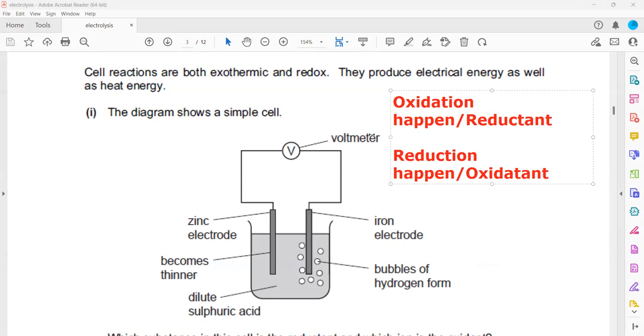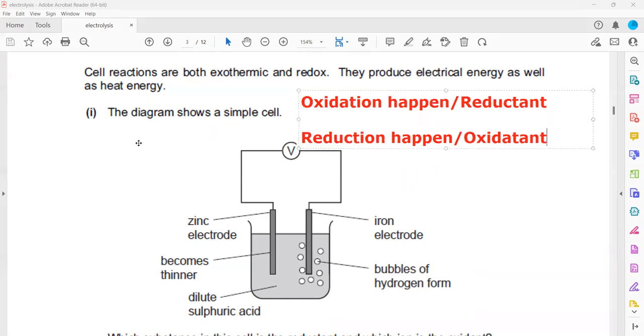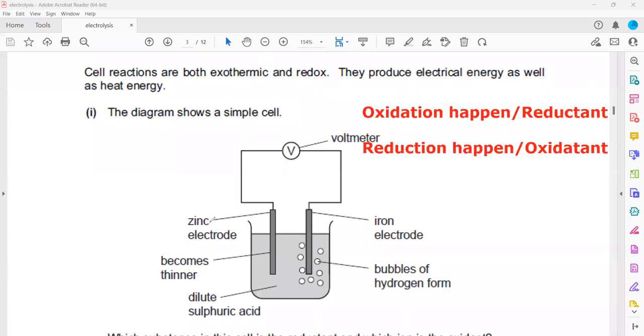So how does this cell work, the cell reaction? We have two electrodes, one is zinc, another one is iron, and it's dilute sulfuric acid. So acid is also there, which means it contains hydrogen ion, sulfate ion, and hydroxide ion, because acids and alkalis are aqueous. Which is more reactive, zinc or iron? Zinc. So zinc is more reactive, and the more reactive metal always has a tendency to lose electron.